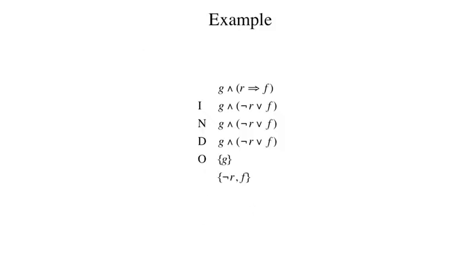As an example, consider the job of converting the sentence G and R implies F to clausal form. The conversion process is shown here. In the I step, we eliminate the implication operator. The N step, in this case, has no effect. Same for the D step. In the O step, we change each of the conjuncts to a clause.